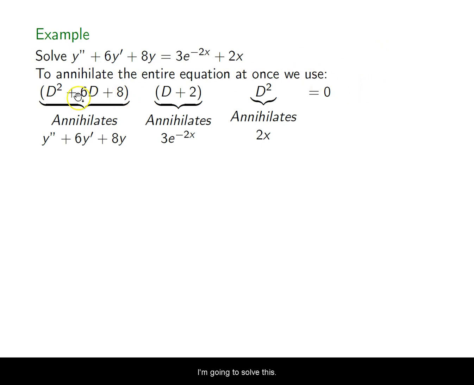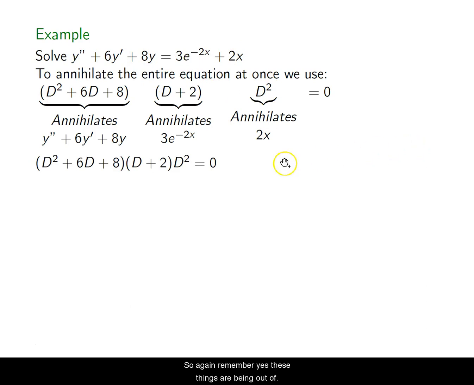Now I'm going to solve this, and the roots are going to be the form of my solution. It's much easier because I'm just turning this whole thing into a polynomial. Remember, yes, these things are being added, but the way my operators work is that when they multiply, they take care of each individual function. The functions are being added, so I multiply the operators to get rid of everything. This gets rid of this, this gets rid of this, and this gets rid of this one. So all together, I will have 0.